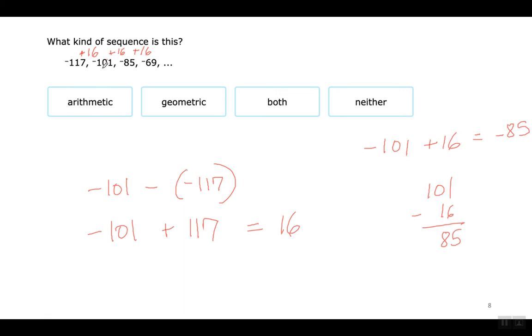Así que negativo 101 menos negativo 117, que se tienen que fijar es que si hacen eso, van a tener menos un número negativo. Esos dos negativos se cambian a un positivo. Okay? O negativo 85 menos negativo 101. O negativo 69 menos negativo 85.